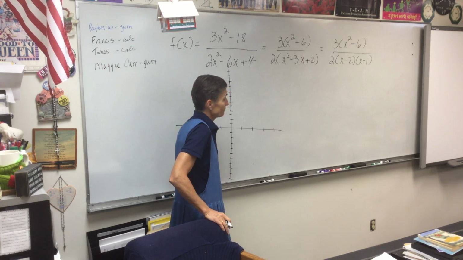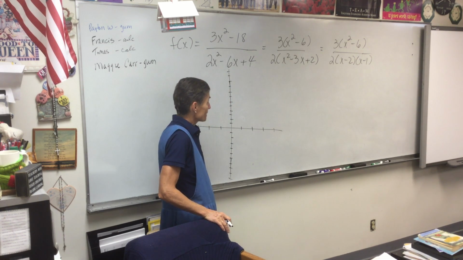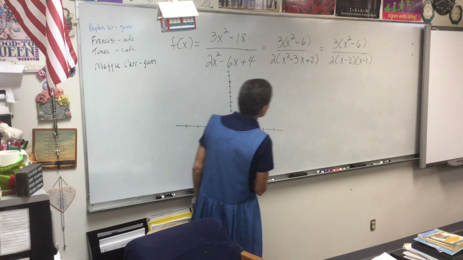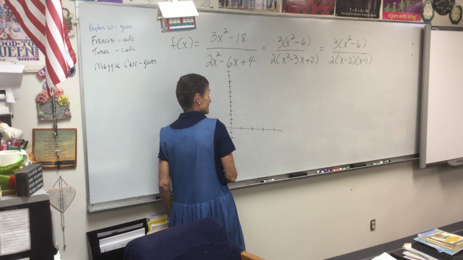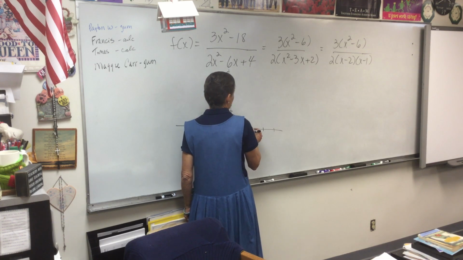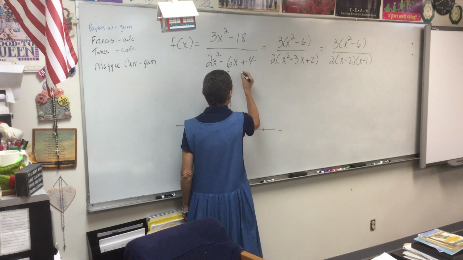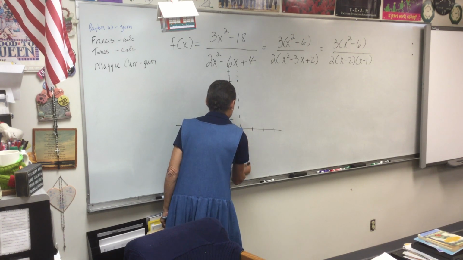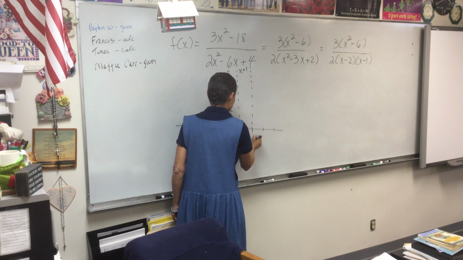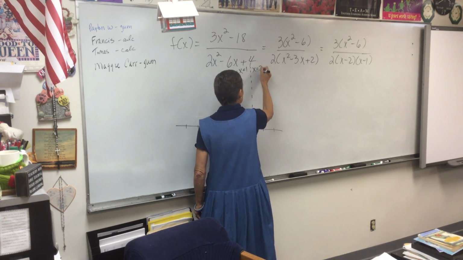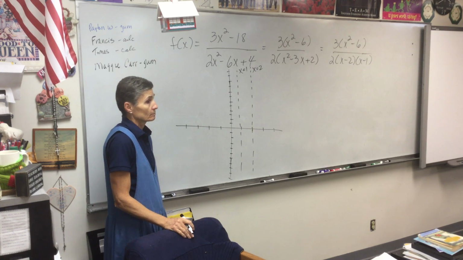Jason, this is good stuff. You've been waiting all day for this. Where are my vertical asymptotes? At 1 and 2. So I have an asymptote at 1 and I have an asymptote at 2.